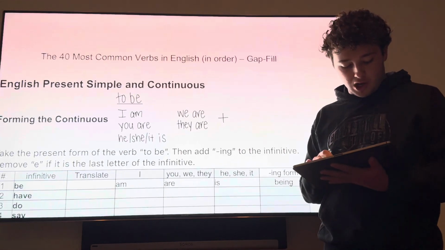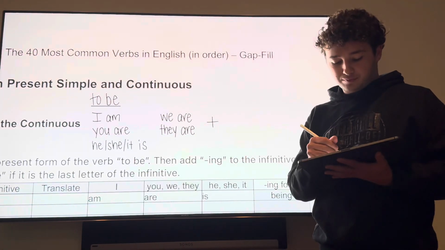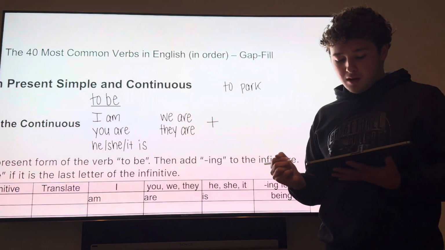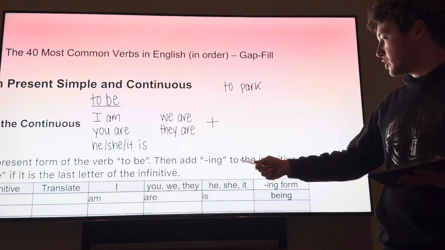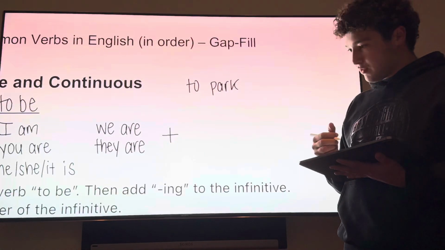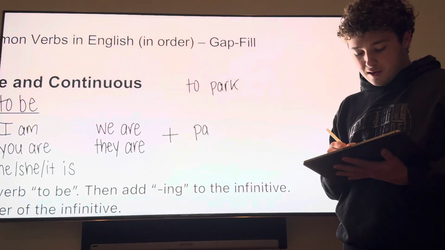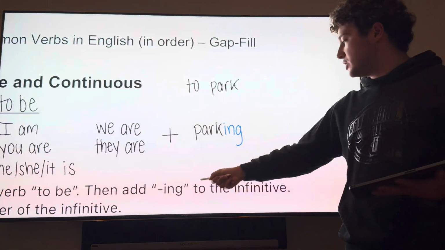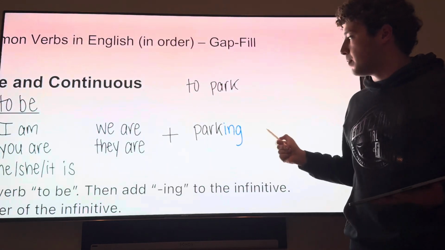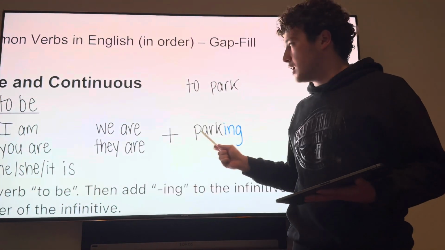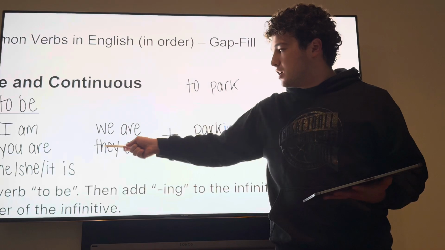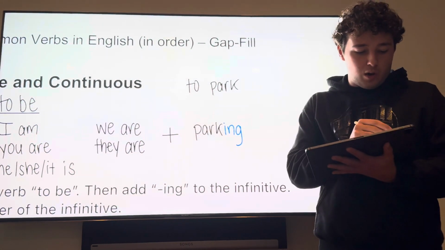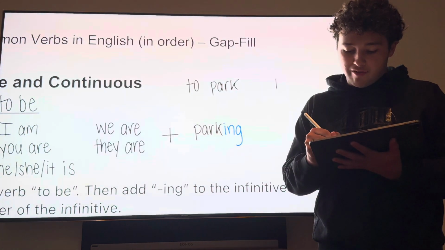So let's say we were going to talk about the word park, the verb to park. The way we go about doing it is we simply add ing to the infinitive. So it would be park, ing. Ing is the ing sound, so it would be parking. So you could say, I am parking, you are parking, he, she, it is parking, we are parking, or they are parking. Now, what if we did the word to drive?